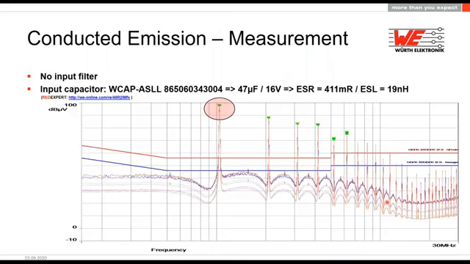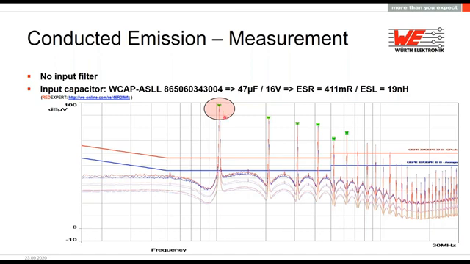So I have now no input filter. No input filter, what you saw in the beginning, just the input capacitor, the bulk and the MLCC. For the input capacitor, I use an aluminum electrolytic one, 47 microfarad, 16 volt with an ESR around 411 milliohm, ESL 19 nanohenry. You can have a look at REDEXPERT to see the curves, and this is why I get 411, because I can move the cursor really precisely.